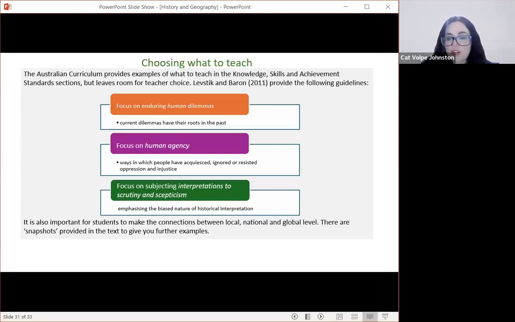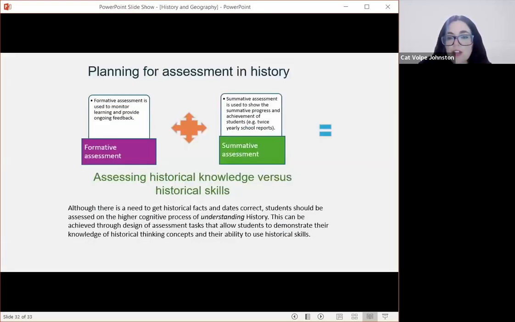And we're looking at interpretations to scrutiny and skepticism, emphasizing the biased nature of historical interpretation. And we're looking at all these different connections on a local, national, and global level. Those different levels are not just scales that we look at in geography, but very much a part of history as well. Assessment in history.